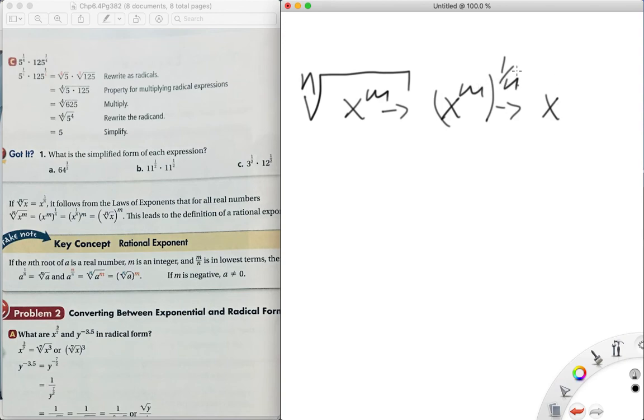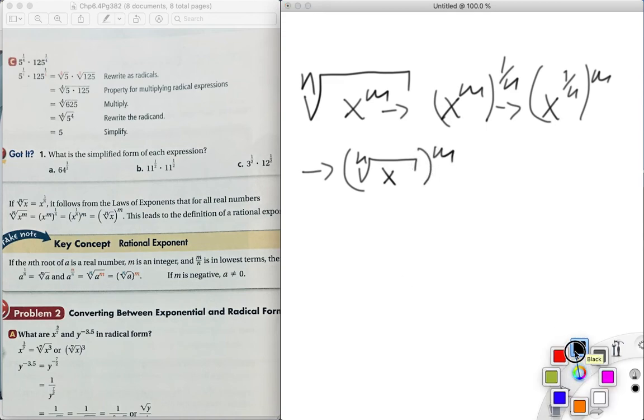Or these guys can be interchangeable. So the book says, okay, let's call it x to the 1 over n, all raised to the m power. So they switch these guys, which is fine because you're multiplying. The commutative property says we can switch them. Then that says that we can call it the nth root of x raised to the m power.